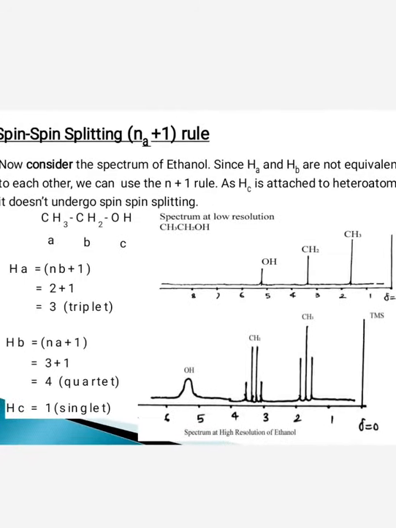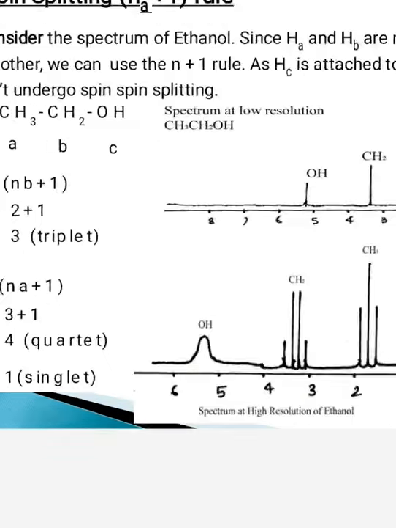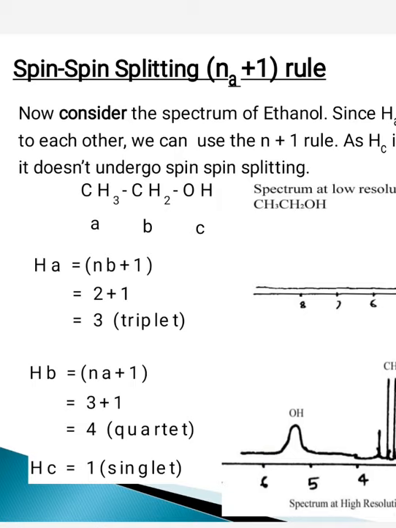The second example, ethanol. Here in ethanol, when a hydrogen atom is attached to the heteroatom oxygen, it does not undergo spin-spin splitting. So there are three sets of protons A, B and C, and here that C set of proton does not undergo spin-spin splitting with the adjacent protons. Here the n+1 rule is applicable.